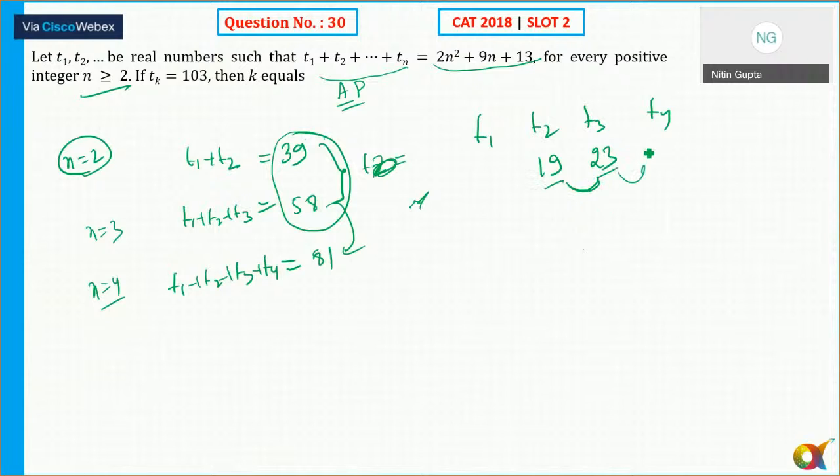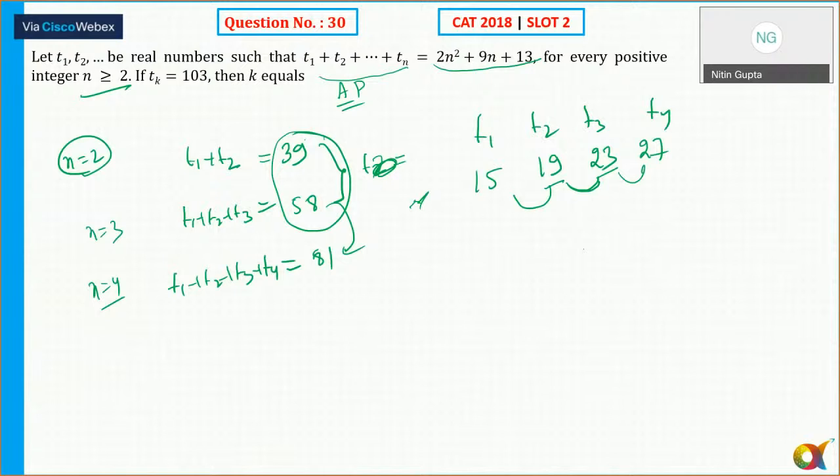So T4 should be 23 plus 4, 27. And T1 should be 19 minus 4, which is 15. So this is an arithmetic progression series. That is 15, 15 plus 19 is 38, 15 plus 19 plus 23 is 58, and so on.